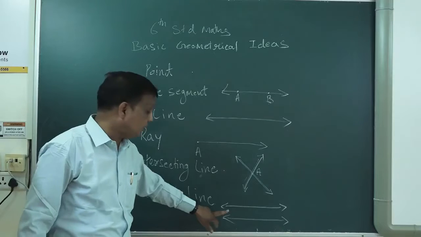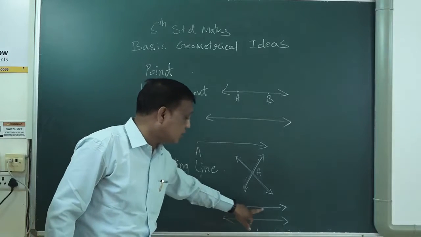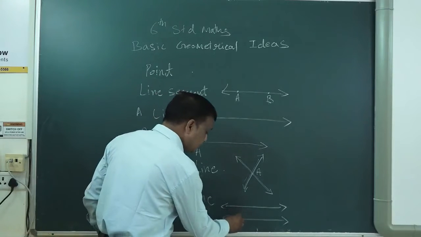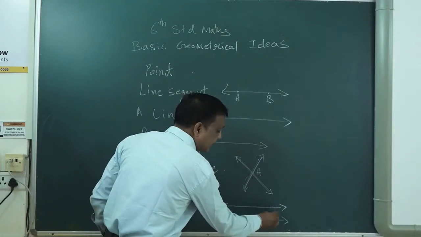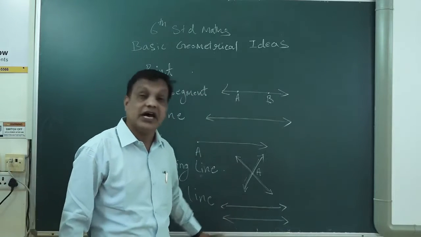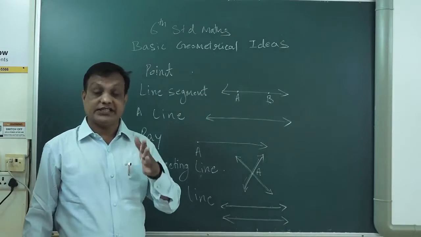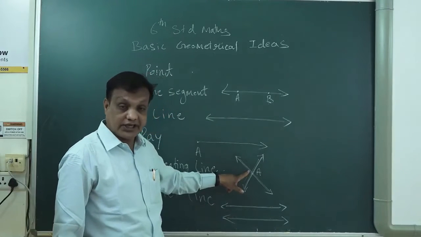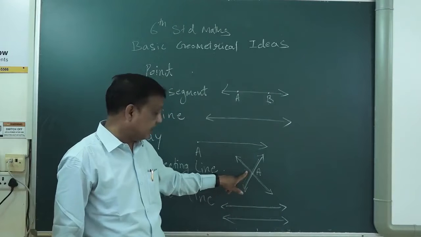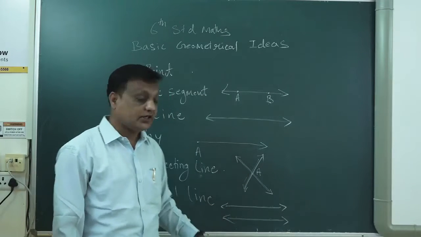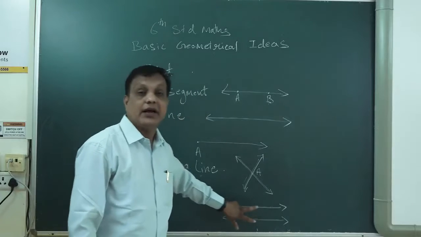Why are they parallel? Because these two lines are going straight and the distance between these two lines is equal. If you check anywhere, the distance between these two lines is the same. They do not intersect each other. Here they are intersecting, so these lines are called intersecting lines. And these lines are parallel when they are not meeting each other. So this type of lines are parallel lines.